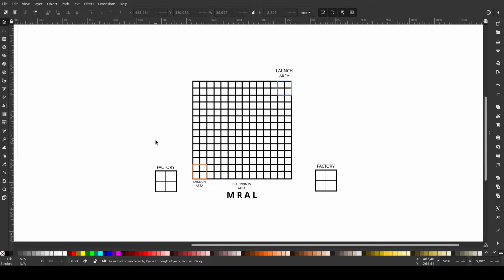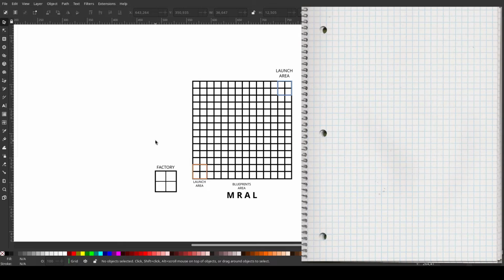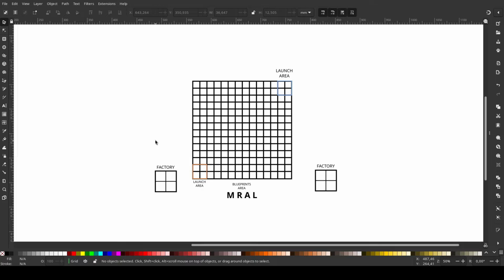What do you need to play MoRAL? You need a sheet of paper, preferably one of the math papers which has a grid on it already, but if you don't, it's alright. Then at least one pencil, preferably one in color, and you need an eraser. And that's basically all you need.